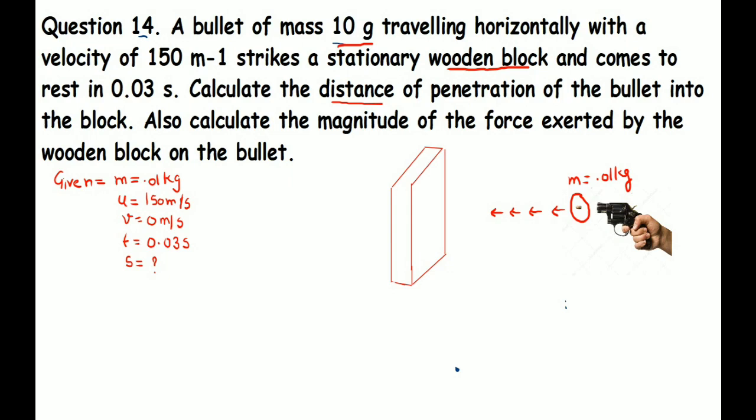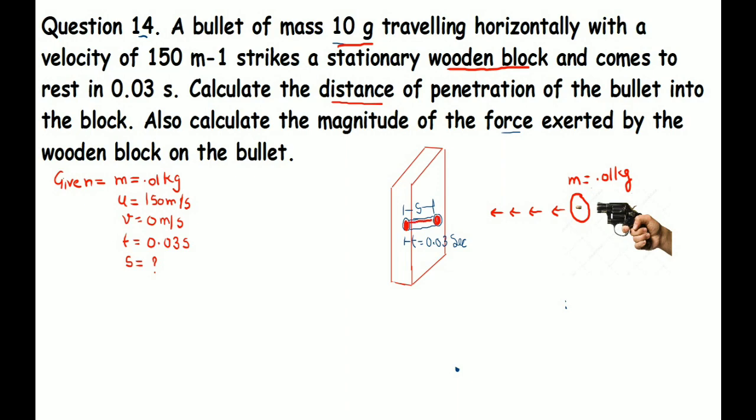Penetrate means to go deep inside of a wooden block. So what will happen, beta, when the bullet strikes the wooden block? It will make a hole in the wooden block. This hole will go like that. The bullet will penetrate into the wooden block and get inside the wooden block.